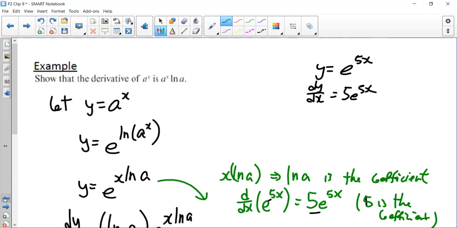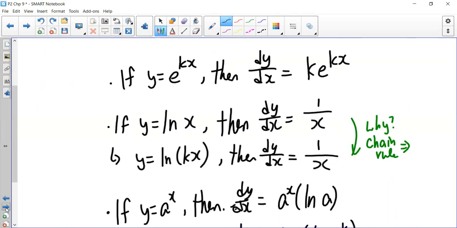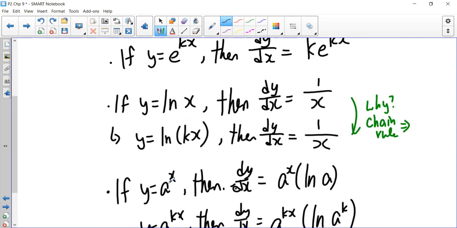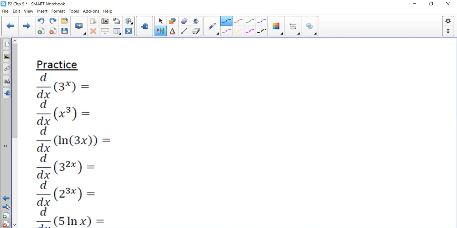I want you to compare with the notes. Which bullet point does it refer to? 3 to the power of x. That's not e, it's not ln, so it's that one. 3 to the power of x, a is 3. So therefore the derivative is 3 to the power of x times ln 3. What about the derivative of x cubed?